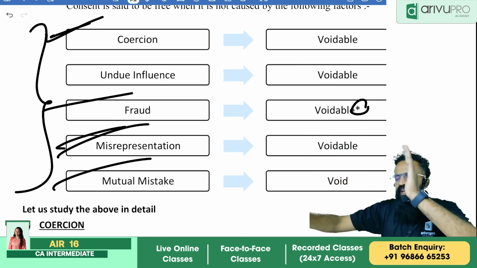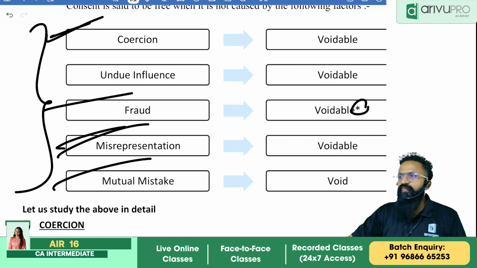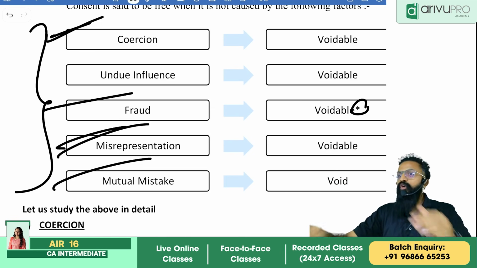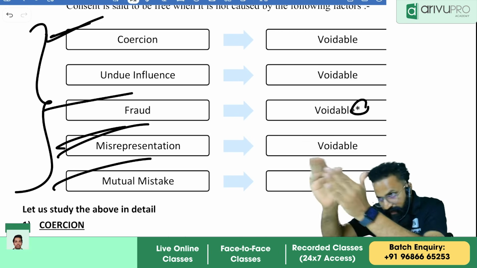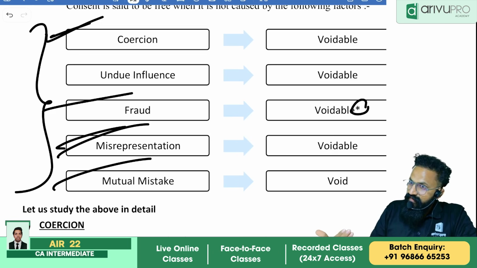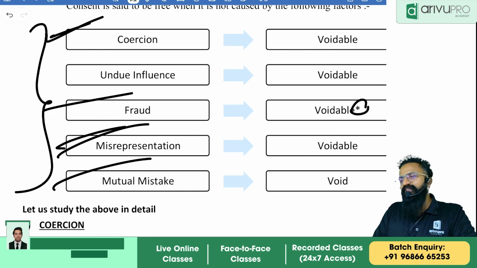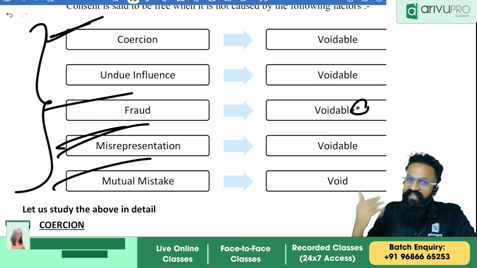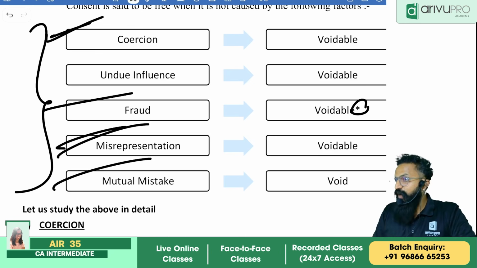Next one is mistake of fact. Mistake of fact can be further classified into unilateral mistake and bilateral mistake. Unilateral mistake is considered as valid because you ignored it. One party is under a mistaken belief.